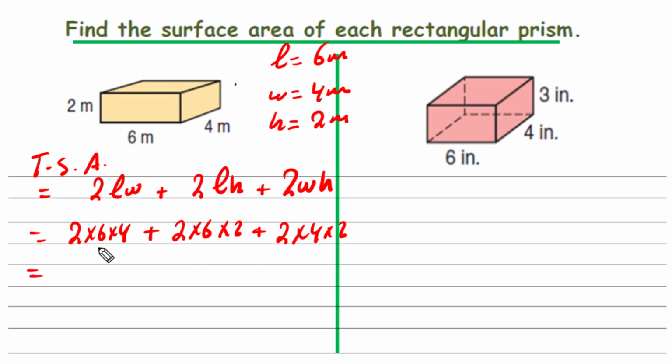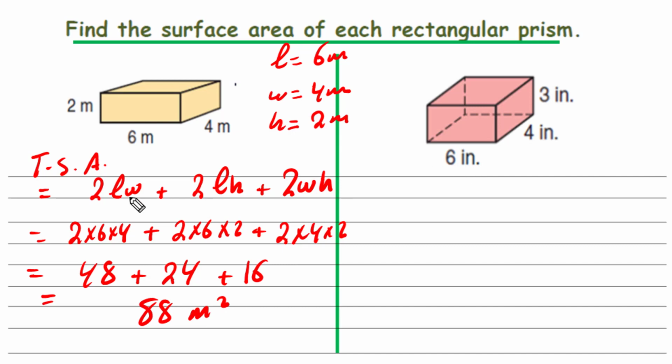2 times 6 equals 12. 12 times 4 equals 48, plus 2 times 6 equals 12, times 2 equals 24. 2 times 4 equals 8. 8 times 2 equals 16. Just add, 48 plus 24 plus 16 equals what? Yes, equals 88 square meter.